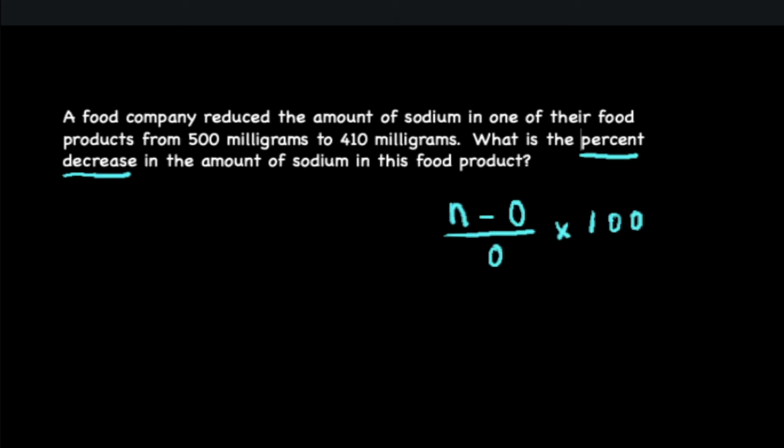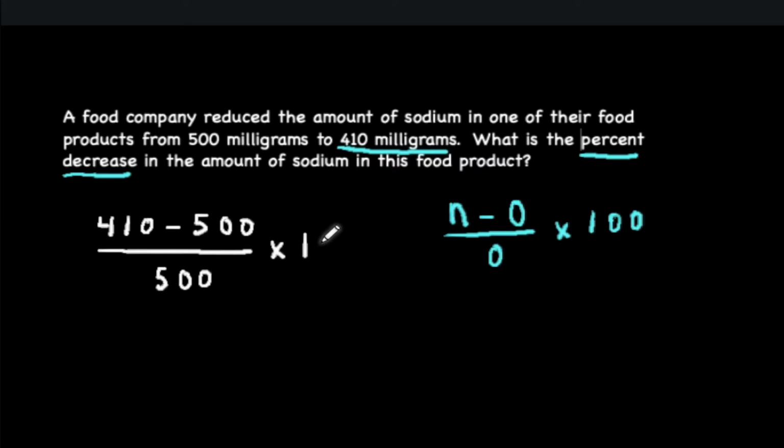All right, so with that, let's go ahead and plug in our known values. So our new amount is 410 milligrams, and the reason why is because the amount of sodium in one of their food products was reduced from 500 to 410 milligrams, which is the new amount. Okay, so let's go ahead and plug that in. So the new amount is 410 minus the old amount, or the original amount, is 500. And this is divided by the original amount or old amount, which is 500, times 100.